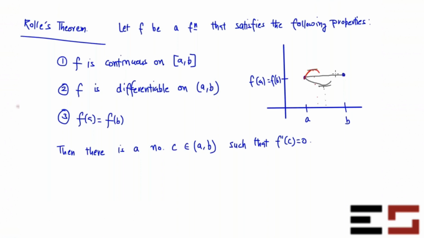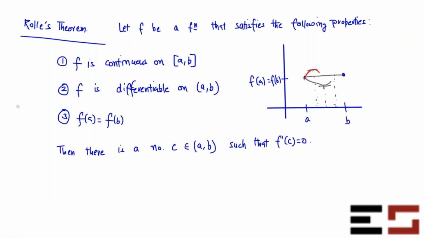Another case is that it goes straight like this. Then everywhere you will see that f prime of c is 0. So there is a number c between a and b such that f prime of c is 0. No matter what happens, whether the function goes up from here or down from here or goes straight, you will find some point where f prime of c is 0. Is that clear to everyone? That's exactly what Rolle's theorem is.